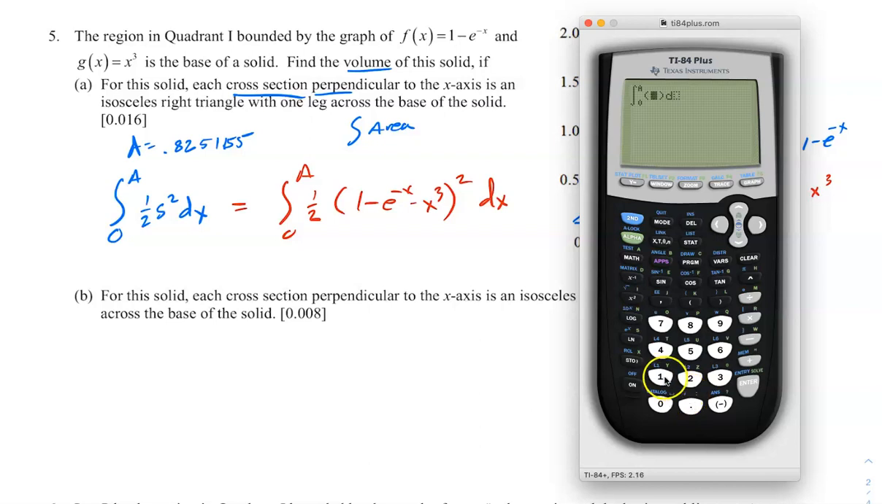Then here I'm going to do 1/2, parentheses, 1 minus e to the negative x minus, so subtraction, x cubed, sorry. Then close it, very important, we have to close the parentheses because you still have to square it. So squared. And then all over here, I'm going to press x. Hit enter. You should get 0.0, and if you round it, 0.016.